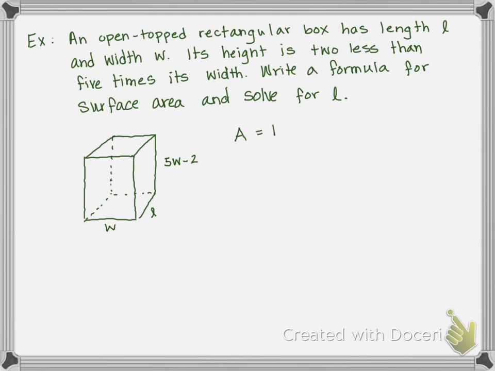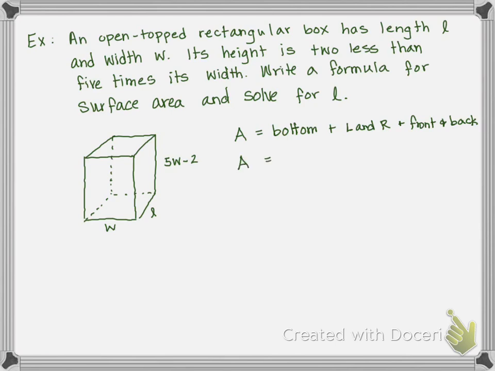So this is going to be the bottom plus left and right plus front and back. I'm grouping left and right and front and back because they're the same. The area of the front is the same as the area of the back, so once I find one of them, I can just double it. And same with the left and right side.